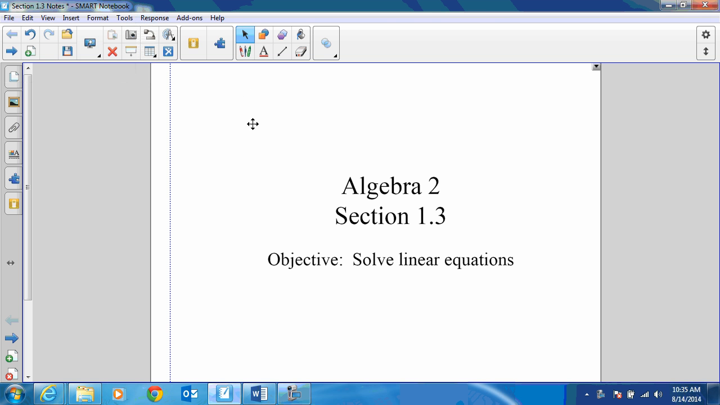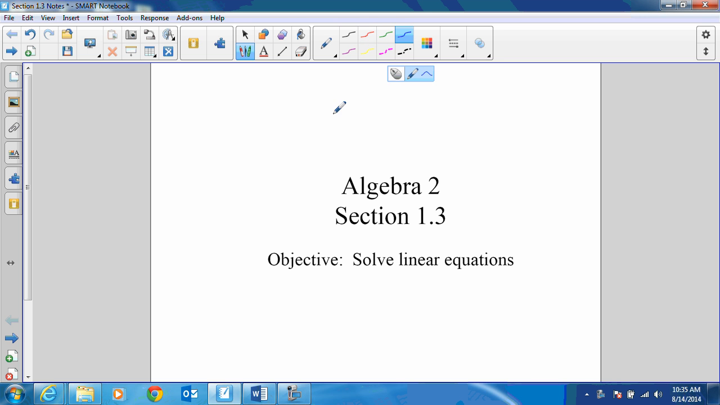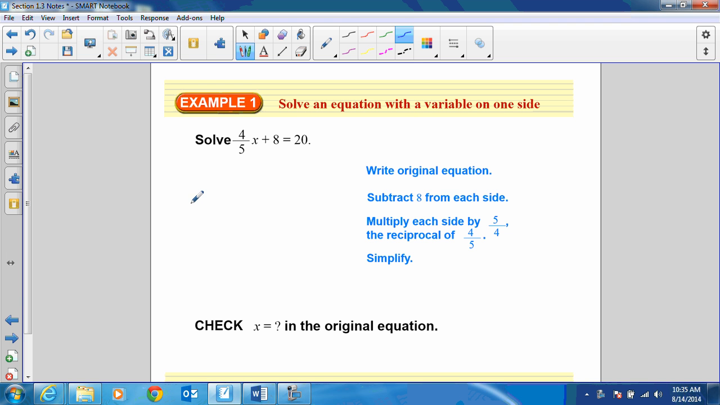All right, Algebra 2, Section 1.3 notes. Objective: how to solve a linear equation, which you guys have done a bunch of times. Basically, one of the main things you do in algebra is trying to get x by itself. Whether it's linear, quadratic, whatever, you always just got to get x by itself. So let's start with this one.